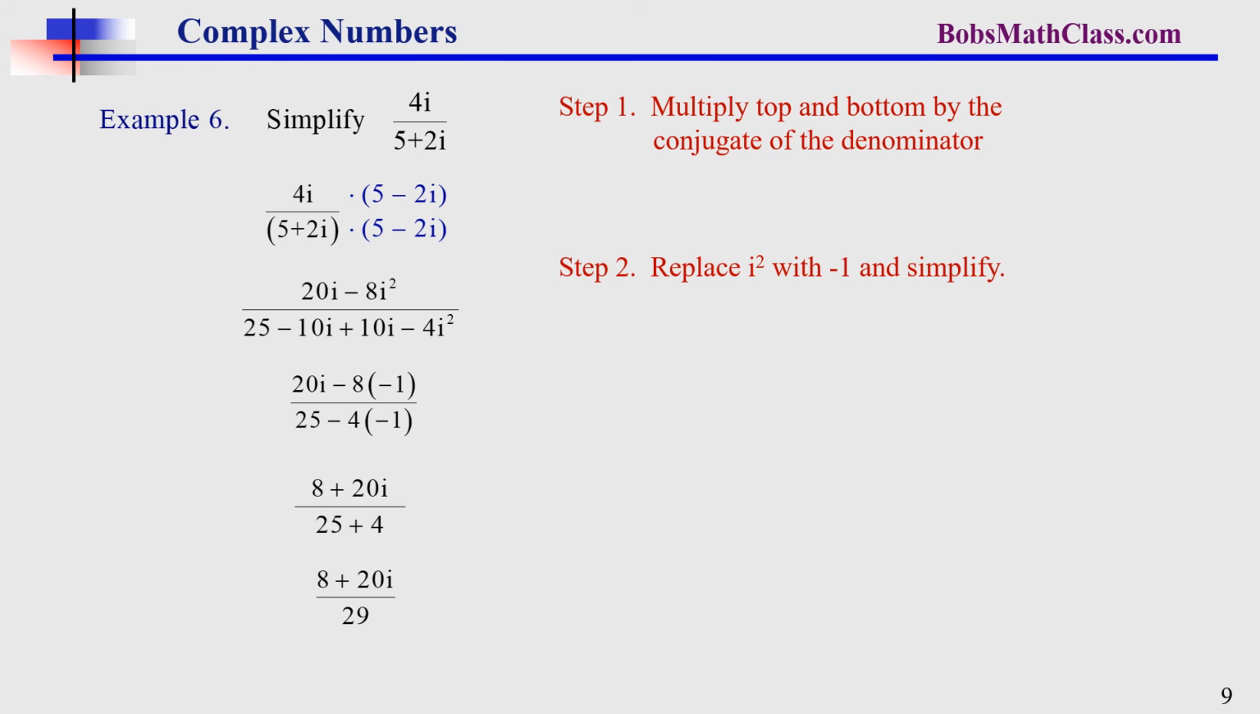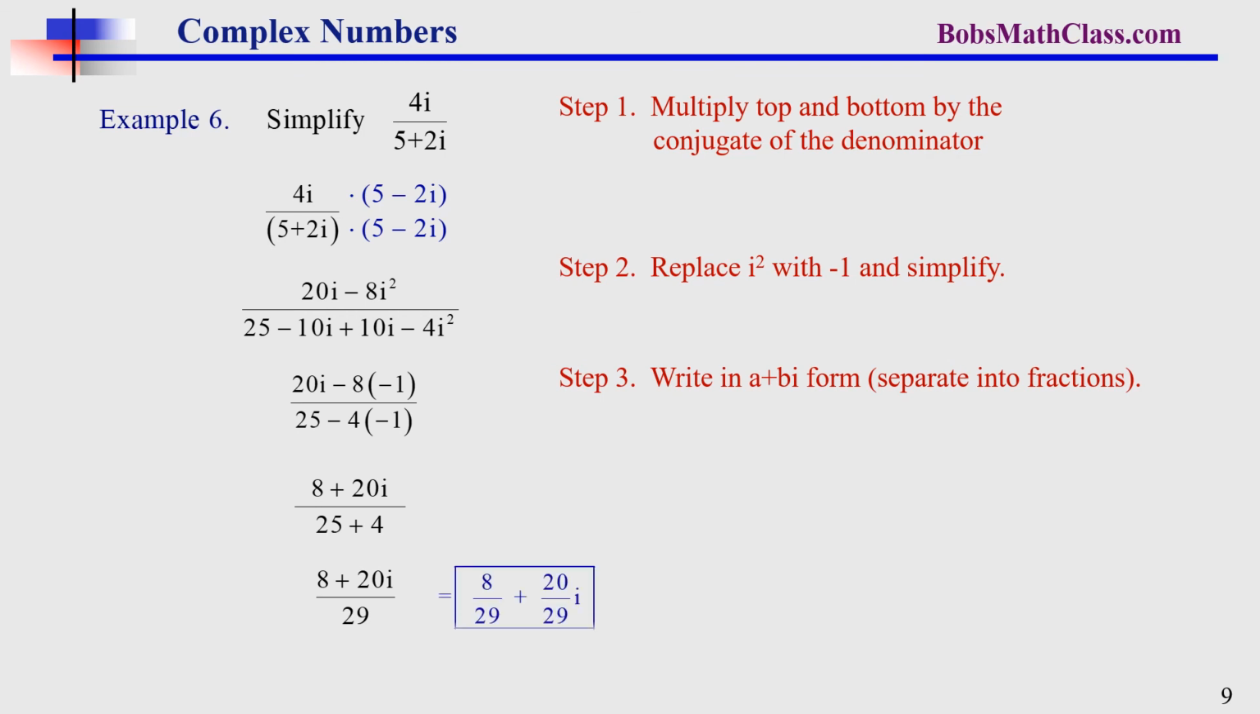We're almost there. We have one last step. We have to write it in standard form. The standard form is a plus bi. It's not quite that. It's a plus bi on the top, but we have a denominator. So what you're going to do is separate it. You're going to put a 29 underneath each term in the numerator. So it's going to be 8 over 29 plus 20 over 29i. That's our last step. If we could reduce either of those fractions, we would, but neither of those fractions reduce.